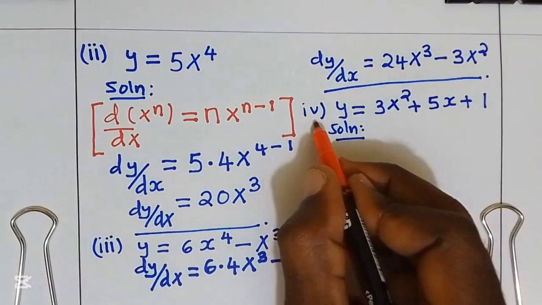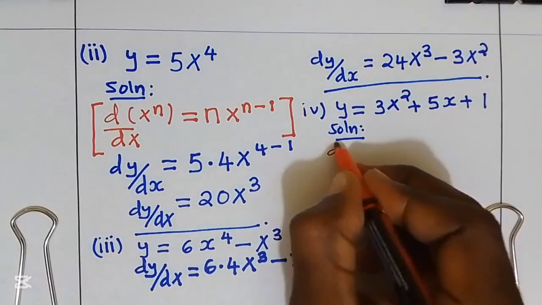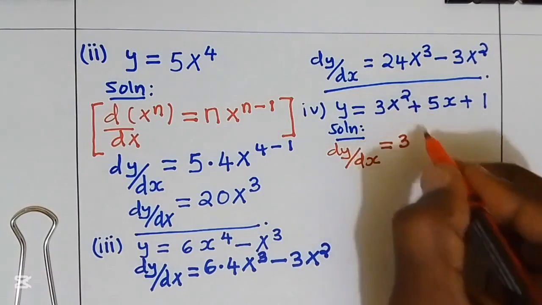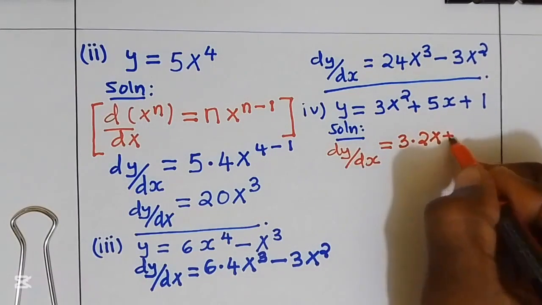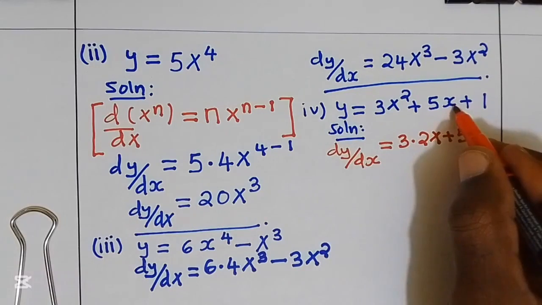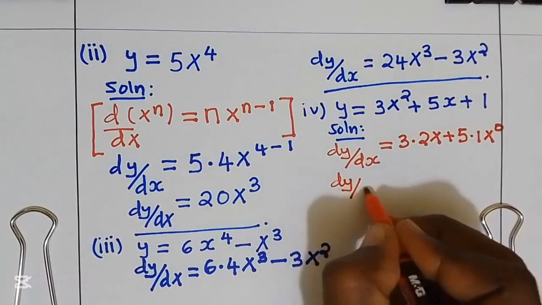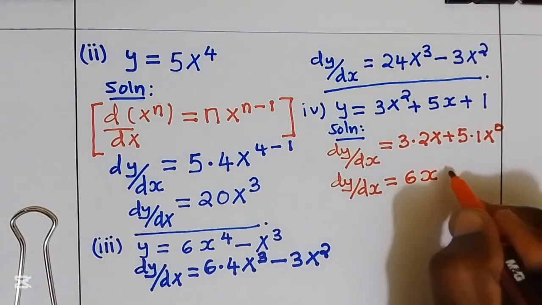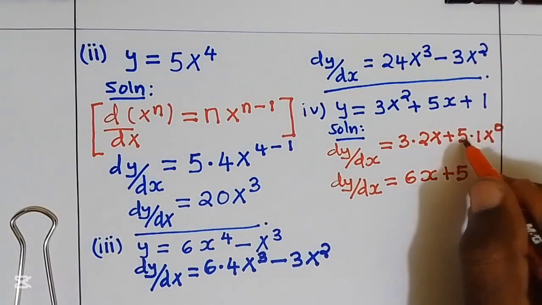Let's do question number 4, which says y is equal to 3x squared plus 5x plus 1. dy/dx is equal to 3, drop 2 in front, multiply by 2, x reduced by 1 is going to be power 1, plus 5, x is power 1, so multiply by 1, 1 take away 1 is 0, and the derivative of any constant is 0. dy/dx is equal to 3 multiplied by 2, we get 6x plus 5, because x to the power 0 is equal to 1. 1 multiplied by 1 multiplied by 5, we get 5.